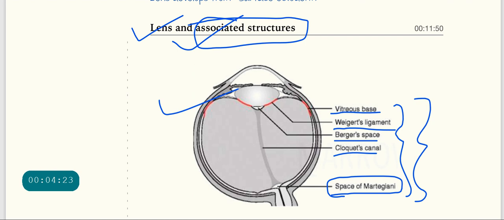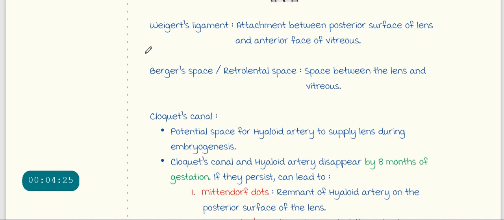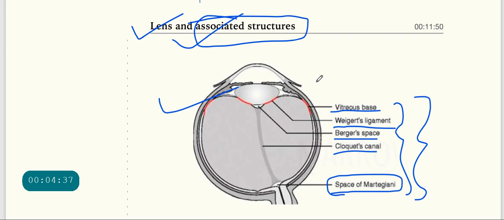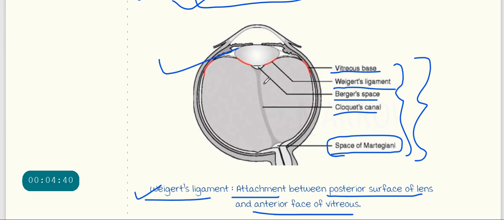Beginning with Wieger's ligament. Wieger's ligament is basically the attachment between the posterior surface of the lens and the anterior surface of the vitreous. So this is the vitreous. The anterior surface of the vitreous and the posterior surface of the lens, these are the two attachments which form Wieger's ligament.